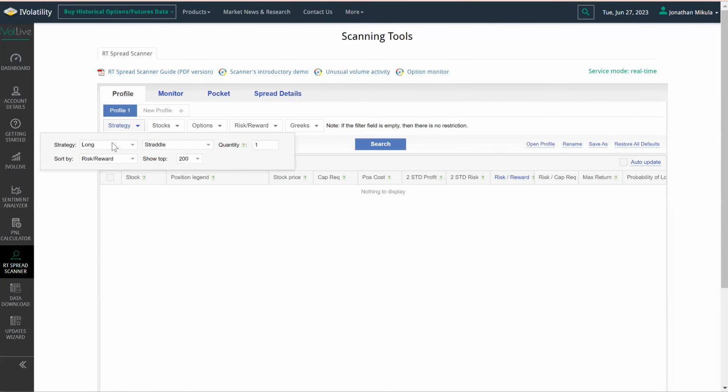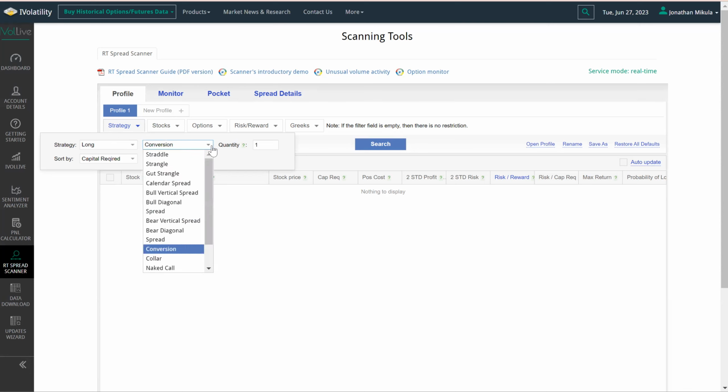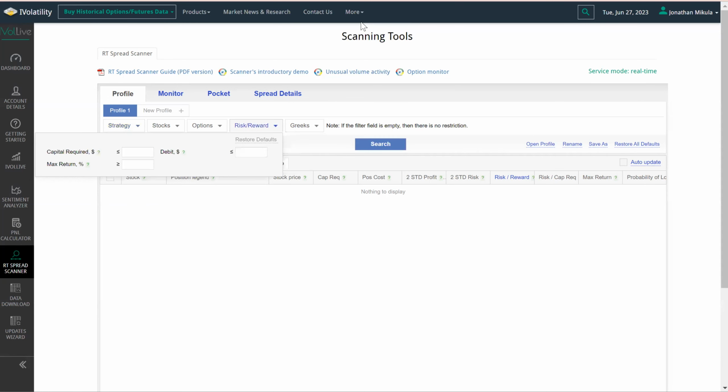But for now, let's come to our strategy. We have to decide if we're going long or short. With a conversion, it's a long strategy. Then we select that strategy from our drop-down menu there. You can see these are all the different strategies available to us within iVolatility. We have straddle, strangle, gut strangle. We covered those in calendar spreads in our first webinar, which we'll include in the recap email today.